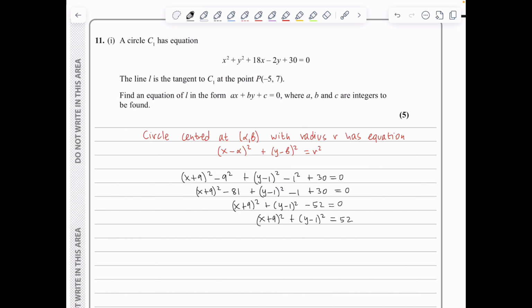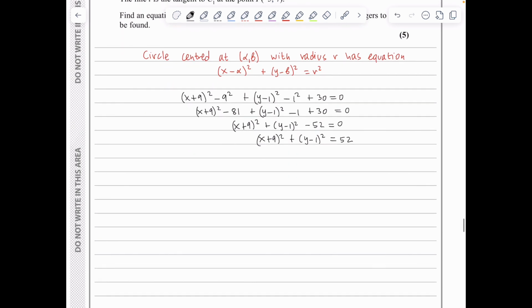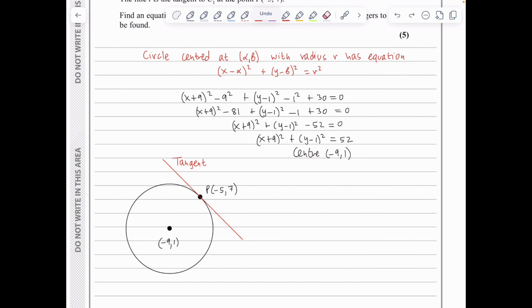Now that we've got the equation of the circle in the standard form, we can simply state that the center has coordinates negative 9, 1, and therefore we can quickly sketch a circle centered at negative 9, 1. We've got the point P with coordinates negative 5, 7. We're trying to determine the equation of the tangent, which is the line here just touching on point P. And if we join the center with the point P, if we draw the radius, we know that this angle here should be a 90-degree angle.